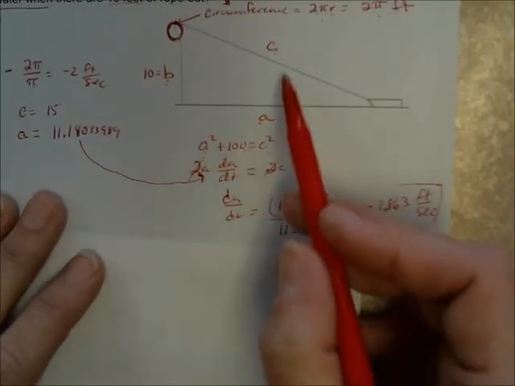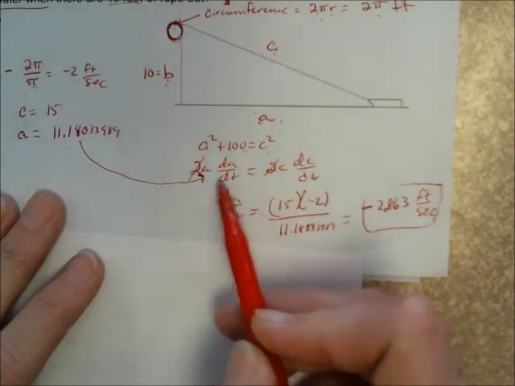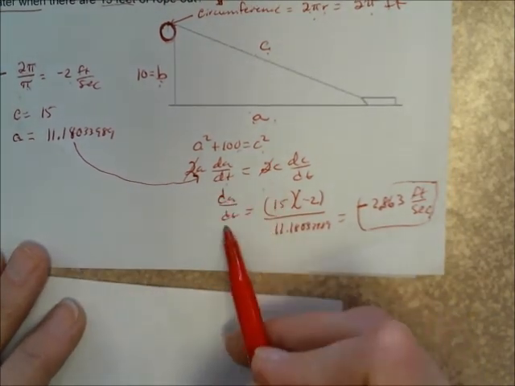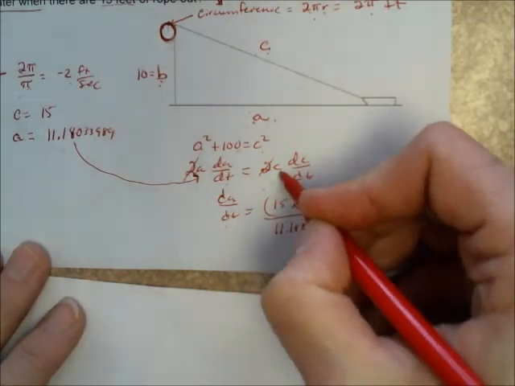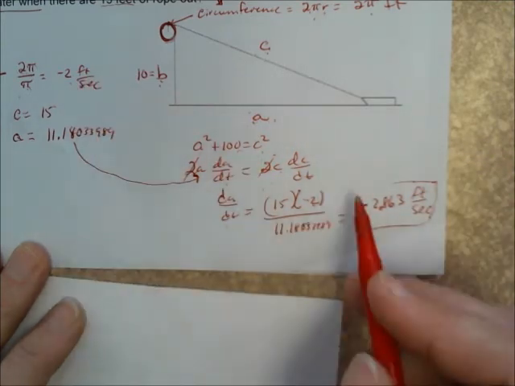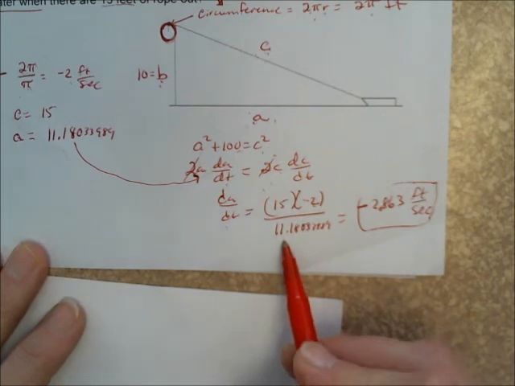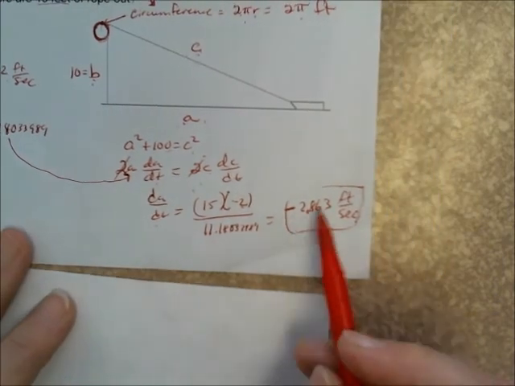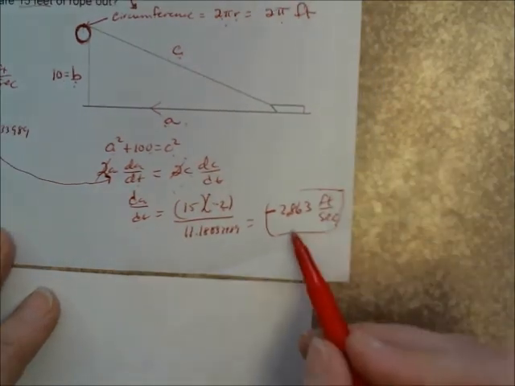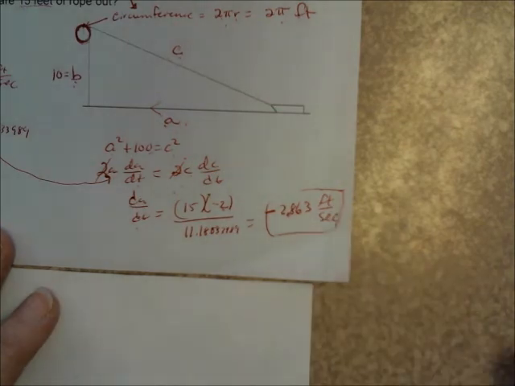Once you get these two variables related to each other with the Pythagorean theorem, you take the derivative. I just simplified it down by canceling out the 2's. You get dA/dt equals c times dC/dt over a. Now c is equal to 15. dC/dt we figured out way back here was -2, and you divide it by a, which we figured out was that 11 point whatever. And so the rate of change, this a is negative because it's getting smaller, is -2.863. I just rounded it to 3 decimal places, and that's in feet per second.